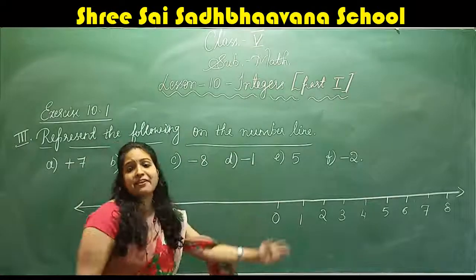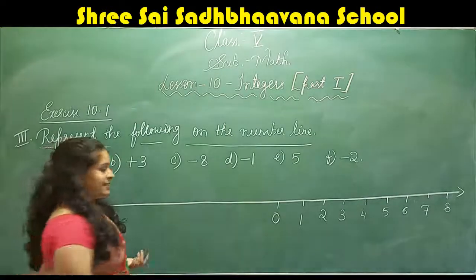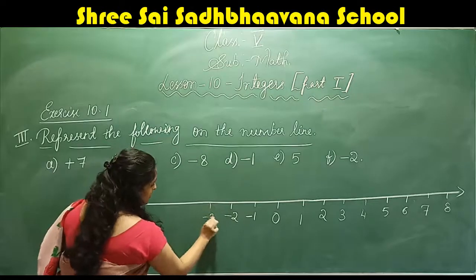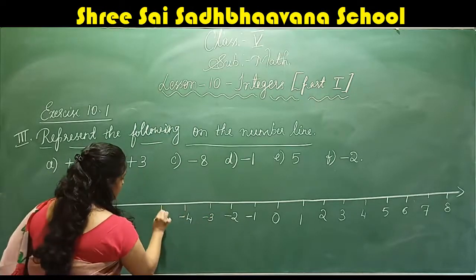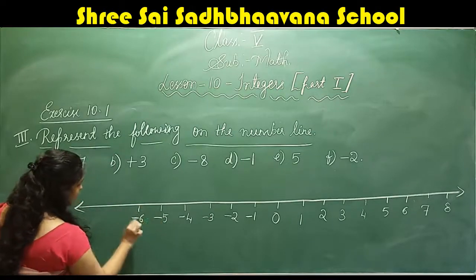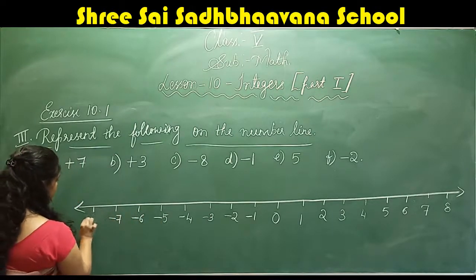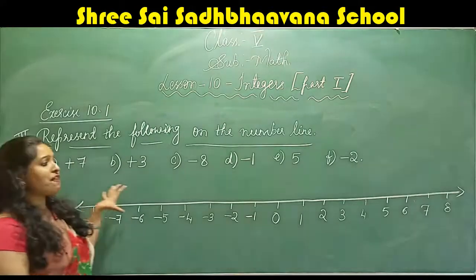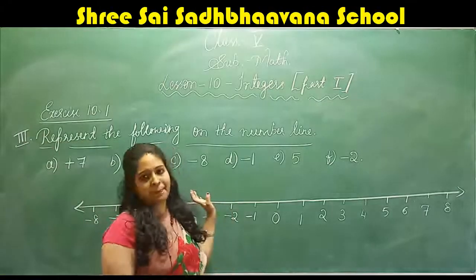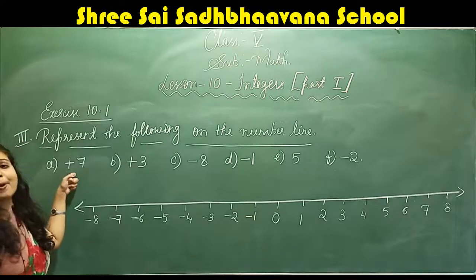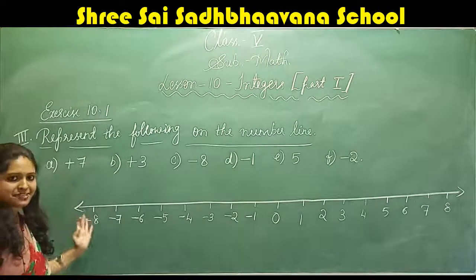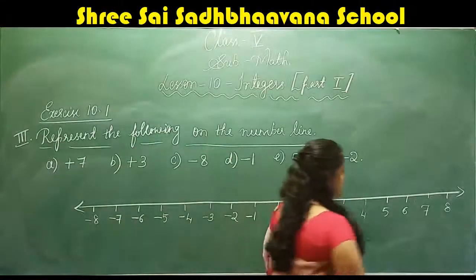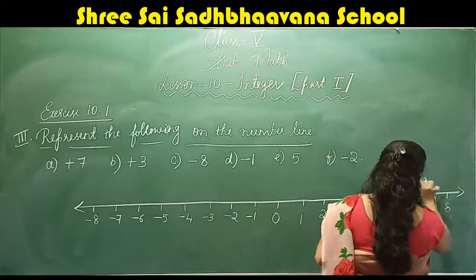And to the left of the 0, we will write the negative integers. -1, -2, -3, -4, -5, -6, -7, and -8. Okay, even you can extend also. Yes, now we have finished drawing the number line. Now let us represent. The first one, positive 7 is given. So where we have to see, left side or right side? We have to see right side. Positive 7, nothing but it is here. So the answer is here.